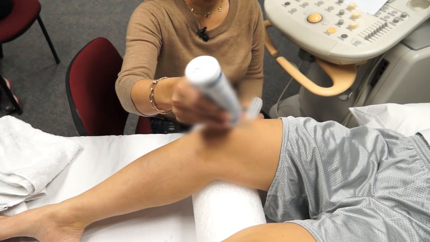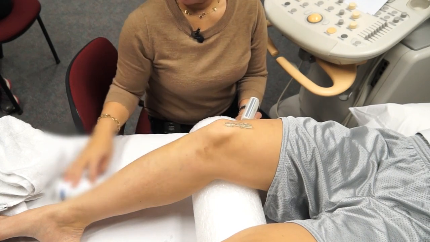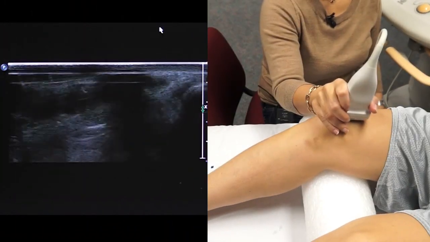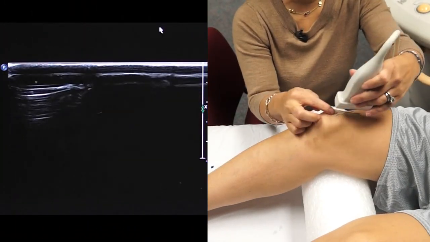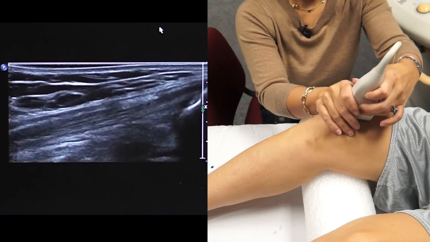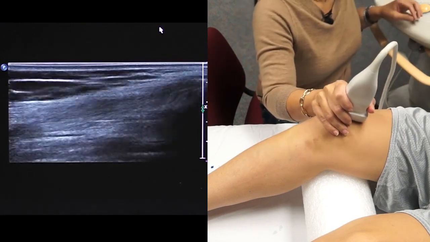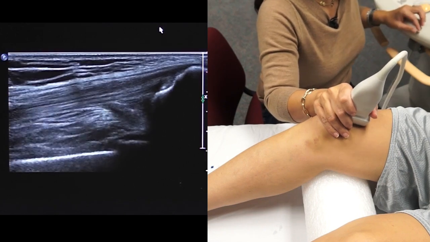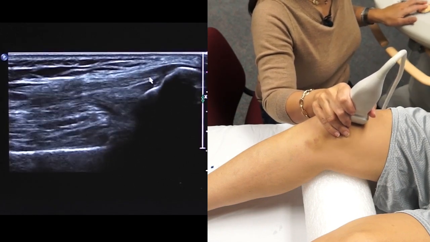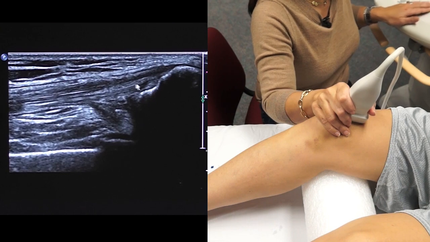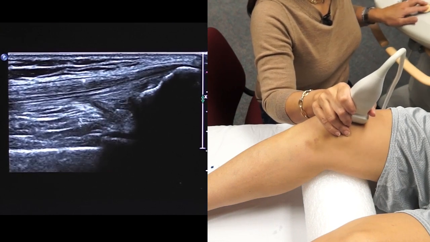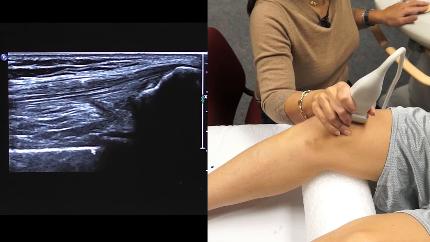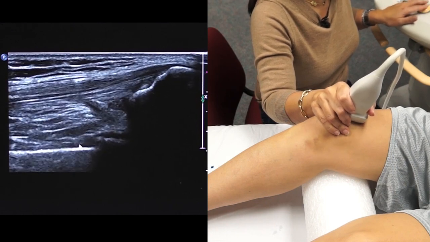Okay. We're going to start with the quadriceps tendon, which extends down and inserts onto the patella. So you locate the patella and put your transducer just cranial to the patella. Okay, we're going to adjust the depth here, and you can see we are looking at the quadriceps tendon in long axis. Down here in the deepest part of the image, we are looking at the distal femur anterior cortex.